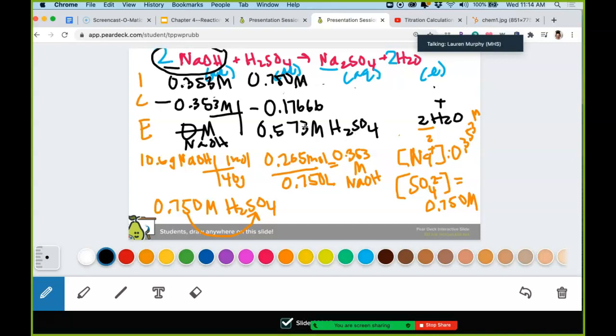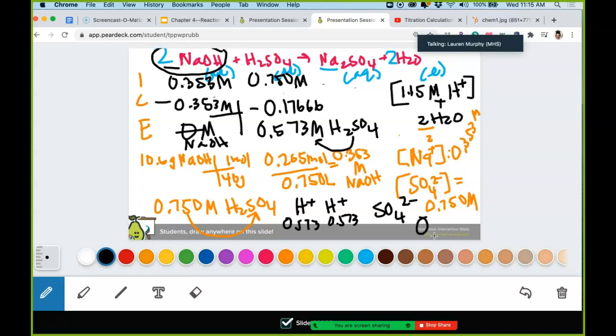So how do I find how many hydrogen ions? Well, there's double, right? When this breaks apart, it breaks apart into 2 hydrogen ions and a sulfate. So if this is 0.573 and this is 0.573, it's 1.15 molar hydrogen ion and 0 molar hydroxide ion because there's no sodium hydroxide.